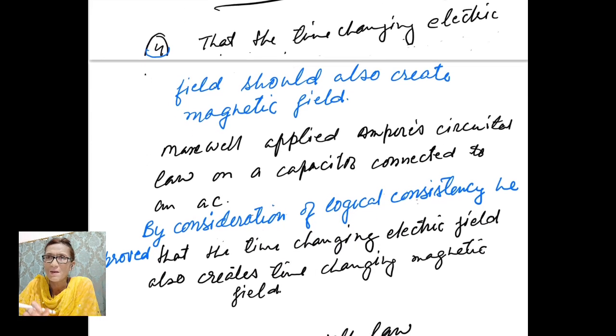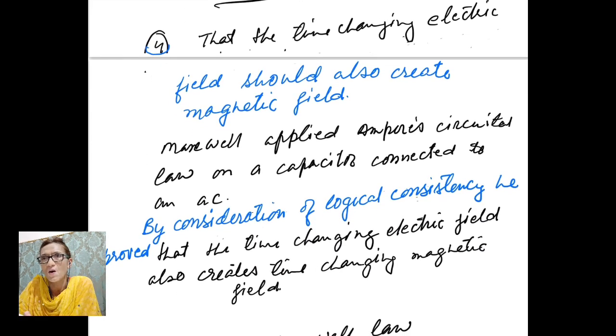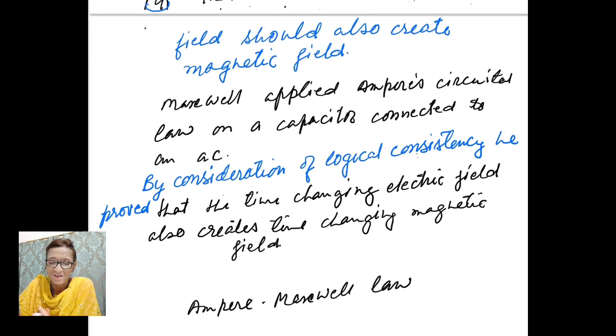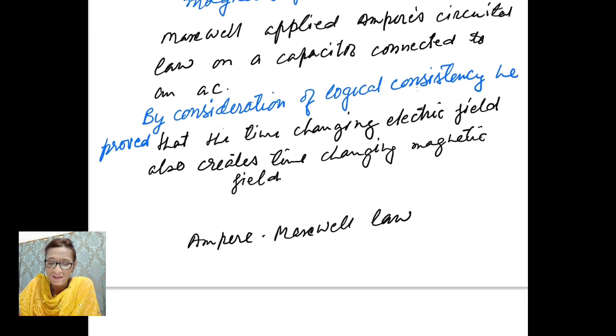So Maxwell applied Ampere's circuital law, and by the consideration of logical consistency in a circuit which is containing a capacitor, he showed that by logical consistency, a time-changing electric field should also create a magnetic field.